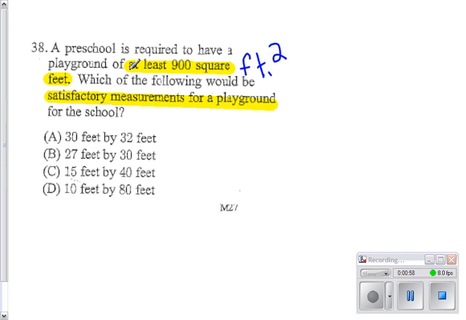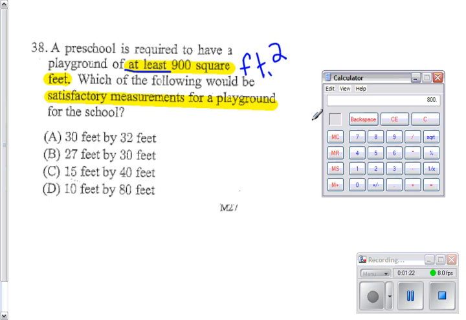The other thing we need to be mindful of when we read this, and I'm going to underline this, it's already highlighted, is "at least 900 square feet." So we need a measurement that is going to give us 900 square feet or above. Anything above 900 would be fine. Anything below 900 is not satisfactory. We need it to be at least 900.